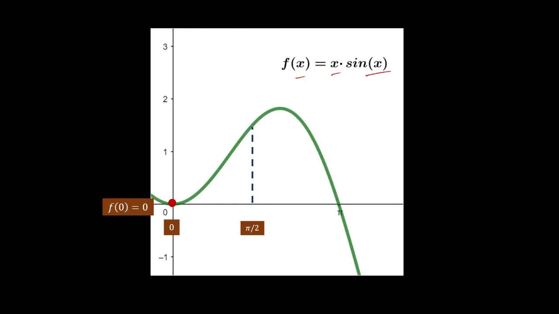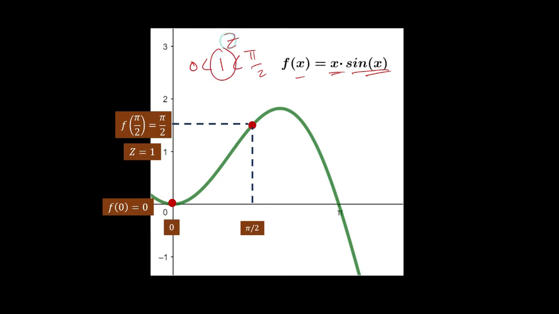What about f(pi over 2)? What is the value of our function when x is pi over 2? It's going to be pi over 2 times sine of pi over 2. And you know that sine of pi over 2 is equal to 1. So the value of our function when x is pi over 2 is pi over 2. Now we will locate a z, a capital letter Z, between 0 and pi over 2. In this case, 1 is between 0 and pi over 2. This is our capital Z in our theorem.